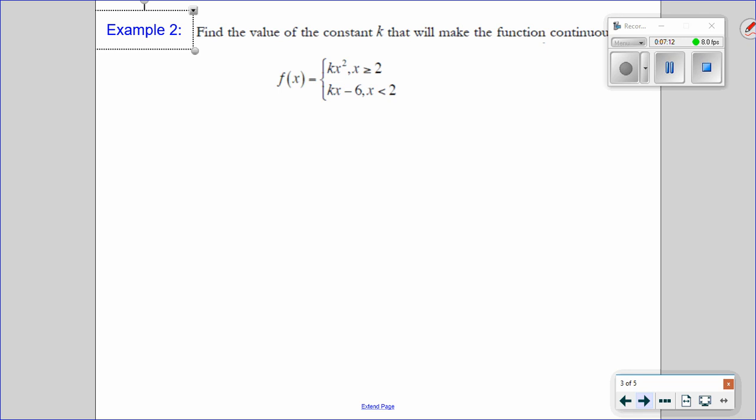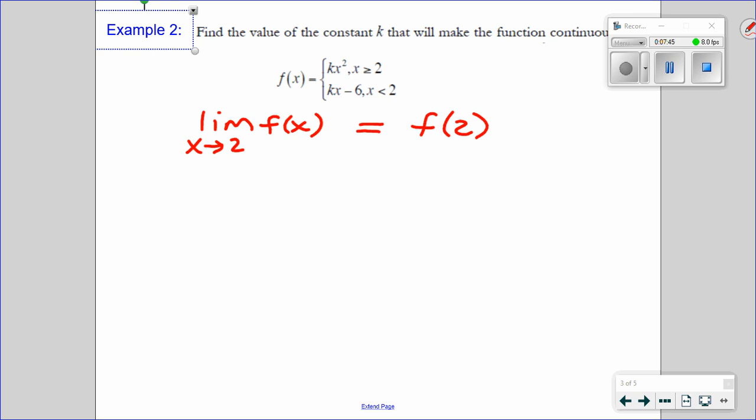Sometimes instead of that type of piecewise, you'll be given a piecewise function where you have inequalities. But again, the question is the same. Find the value of the constant k that will make the function continuous. Okay. All right. So remember that in order for the function to be continuous at 2, the limit as x approaches 2 of f of x has to equal f of 2. This is just the third statement in our definition of continuity, okay?